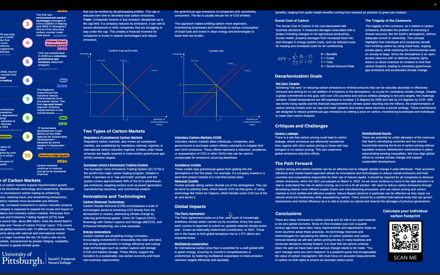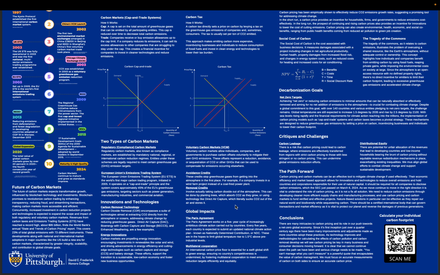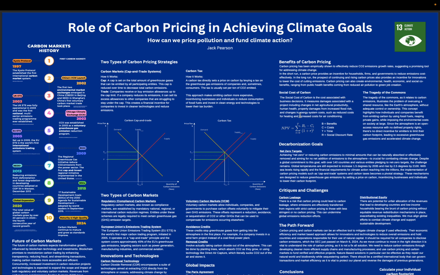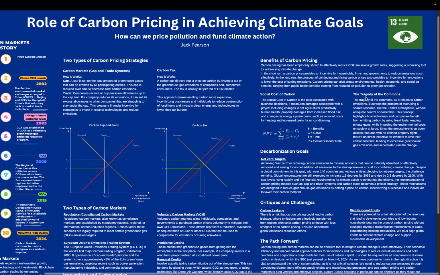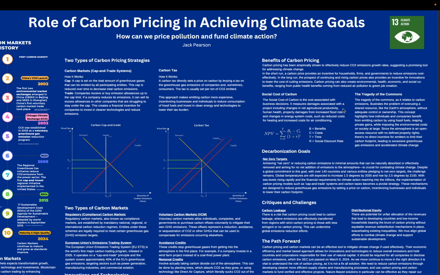Global impacts. I talk a little bit about some of the agreements and cooperation between countries that's going to be needed to work with these carbon pricing initiatives. And then I go into a little bit of the benefits of carbon pricing. The social cost of carbon is something that's extremely important. Basically the numerical cost of emitting is represented by this idea of the social cost of carbon, which is essentially just taking the net present value of the benefits and the costs over the social discount rate over time.